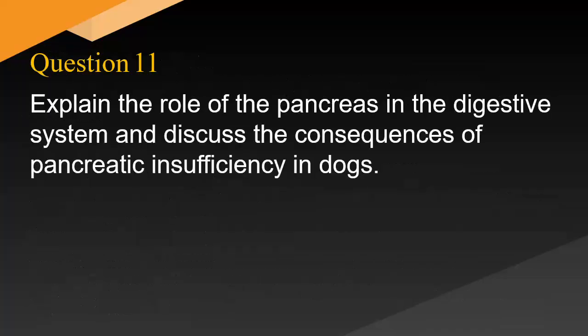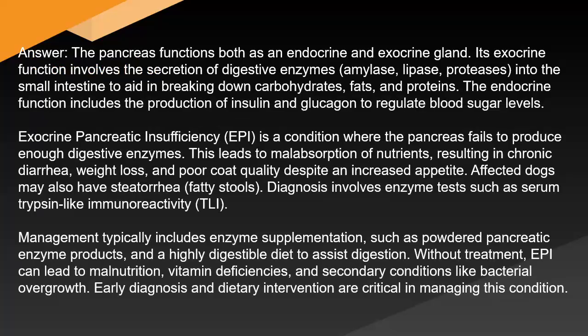Explain the role of the pancreas in the digestive system and discuss the consequences of pancreatic insufficiency in dogs. Answer: the pancreas functions both as an endocrine and exocrine gland. Its exocrine function involves the secretion of digestive enzymes amylase, lipase, proteases into the small intestine to aid in breaking down carbohydrates, fats, and proteins. The endocrine function includes the production of insulin and glucagon to regulate blood sugar levels.